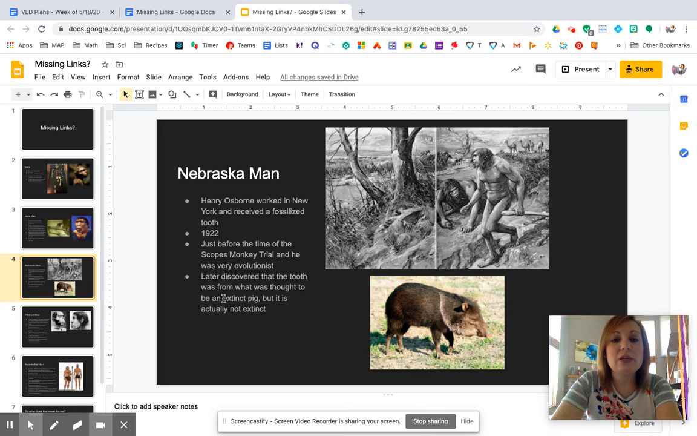And it was actually thought to be an extinct pig at first, but this is a peccary, and they actually are alive now. Not that they were ever extinct, but they're a current species of pigs. So he actually had a current species of pig tooth, and then we get this whole spread about Nebraska Man.